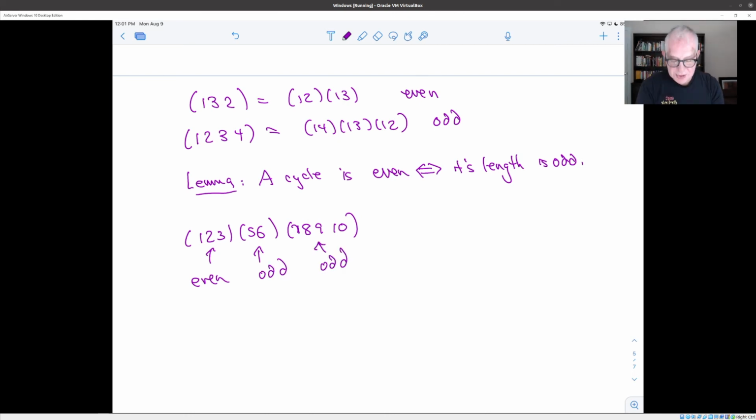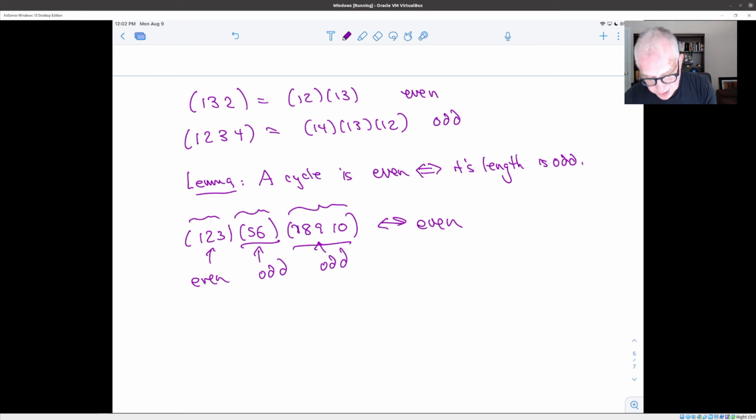So the total permutation is odd plus odd, which is even, plus even. This is even. And the reason for that is you can write this as a product of an even number of transpositions. This is just one transposition, and this is a product of an odd number of transpositions. So altogether, you'd have an odd number of transpositions here, an odd number of transpositions here. Put them together, you get an even number of transpositions, and then you include that with this, and you still have an even number of transpositions.